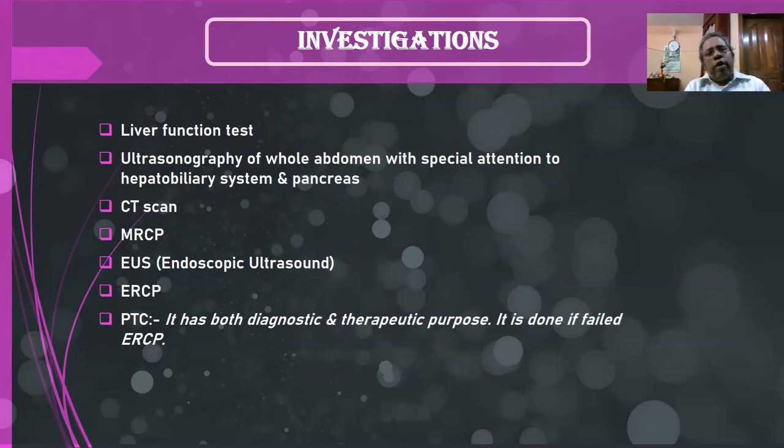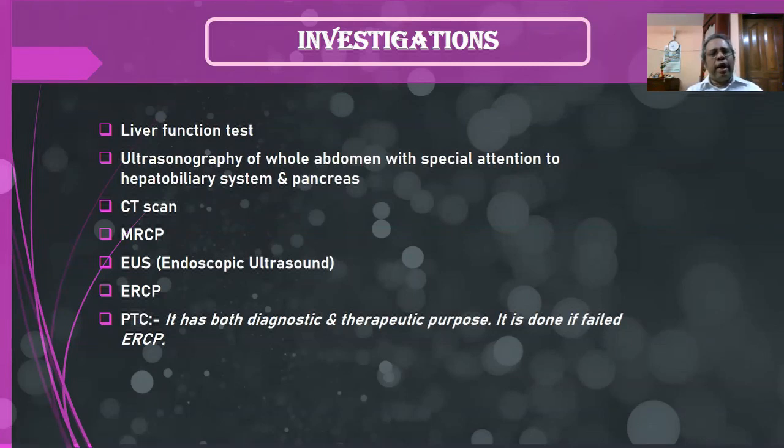So, diagnosis of obstructive jaundice due to stones: you previously described liver function test, ultrasonography, CT scan, MRCP, and another important one, endoscopic ultrasonography. That means putting an endoscope into the second part of the duodenum. Through the scope, there is a probe. By that probe, you can take an image on the monitor looking like an ultrasonography picture.